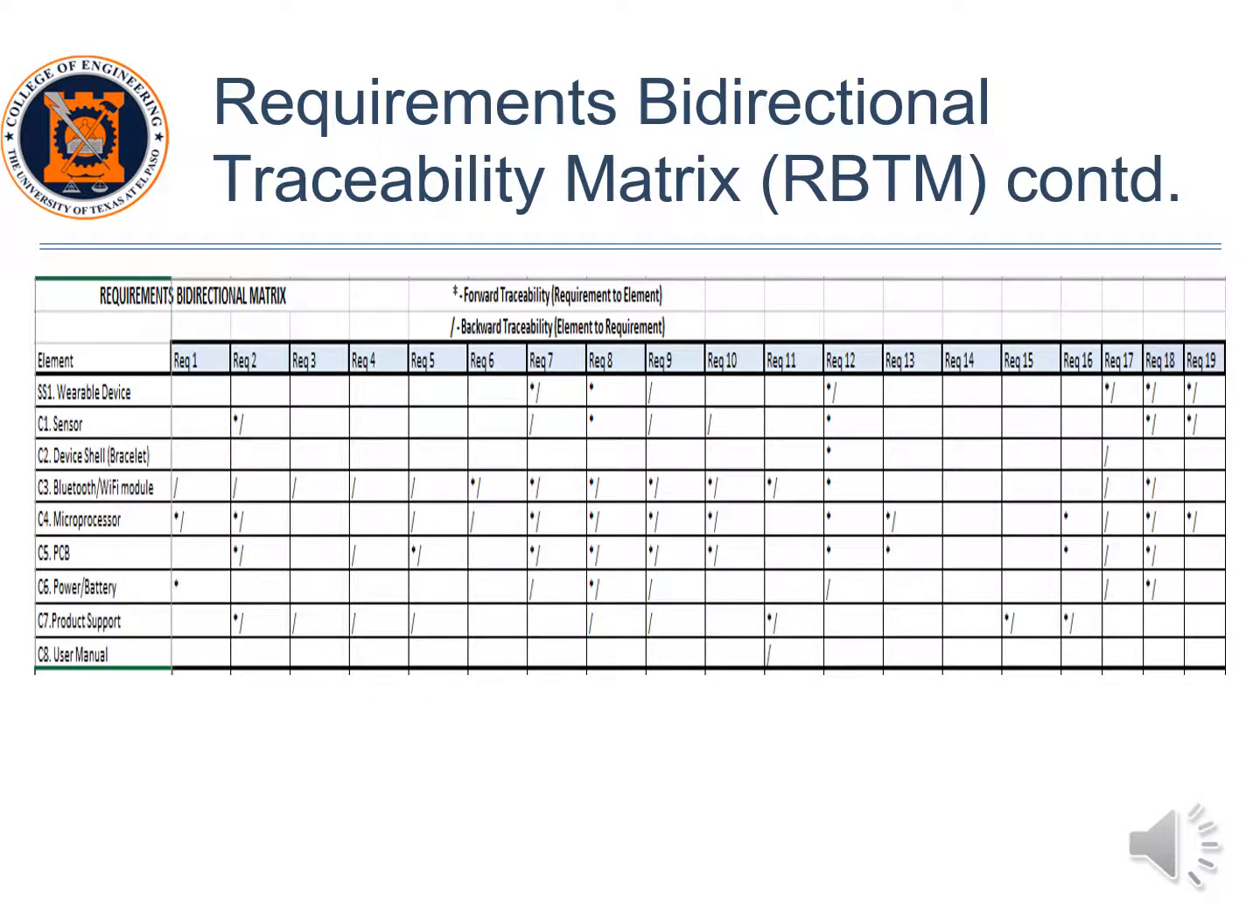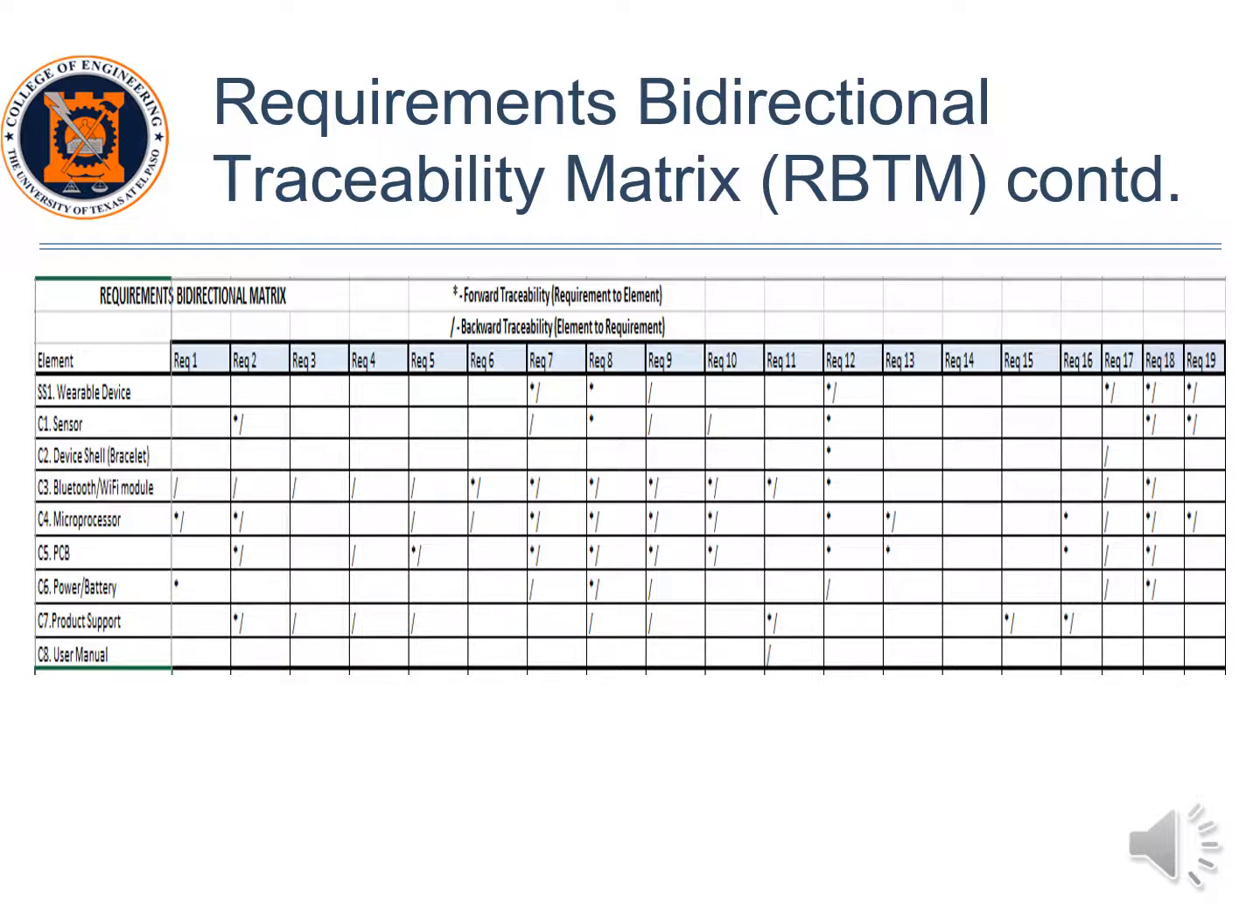Shown here is a small sample of the RVTM showing the traceability of the wearable device subsystem with the first 19 requirements. As you can see, the main element of the system was broken into different components. In the case of the wearable device, it was broken into the sensor, the device shell, which is the bracelet, the connectivity modules, the microprocessor, PCB, power and battery, product support, and user manual.